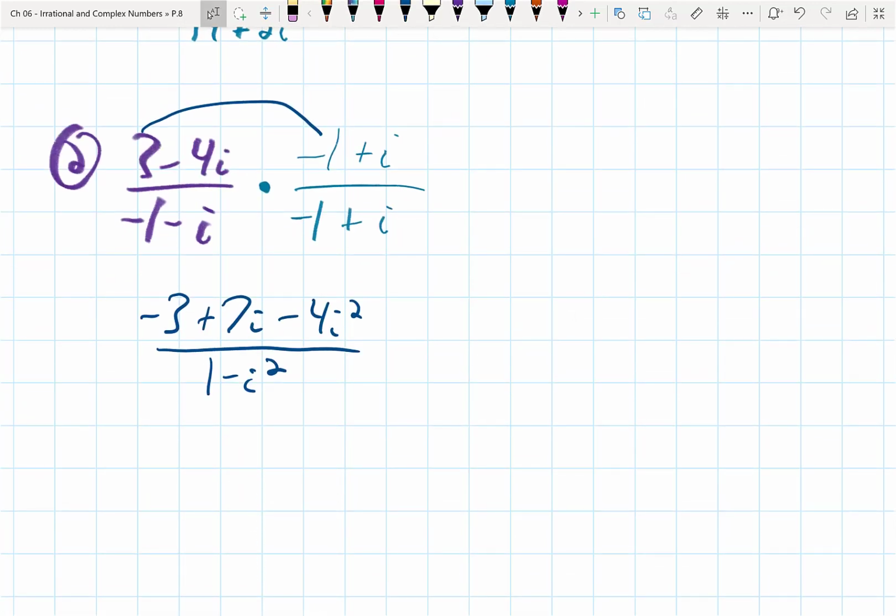Guys, write the step where you make it i squared. You're going to make some sign mistakes if you don't do this first and then make i squared be negative 1. It's not worth it. I'm going to do one more step now where I just replace i squared with negative 1 and then multiply it. So minus 4i squared becomes plus 4. 1 minus i squared becomes 1 plus 1.